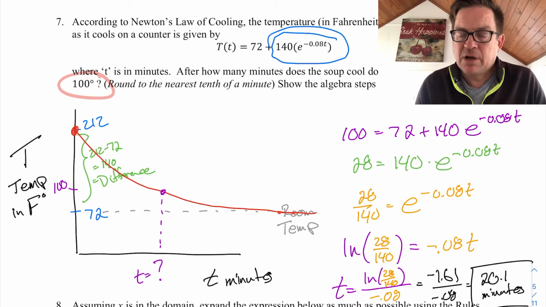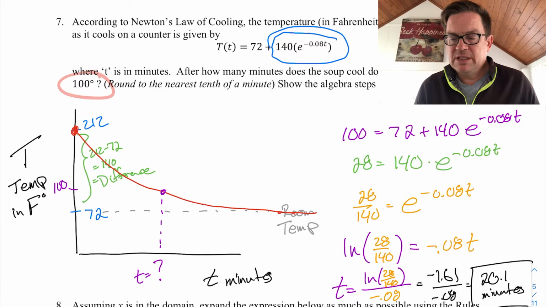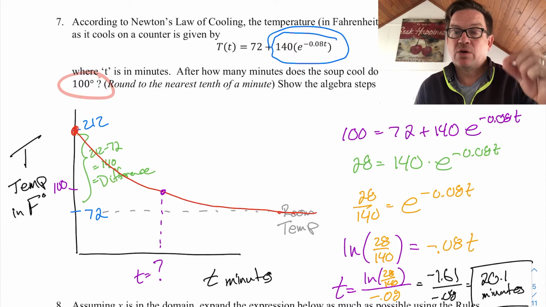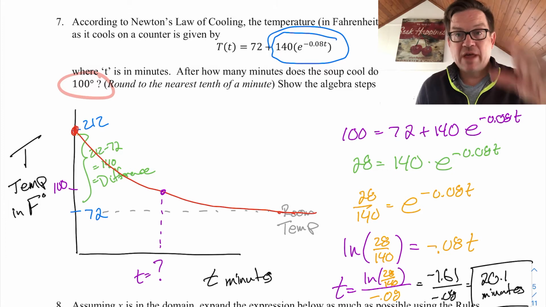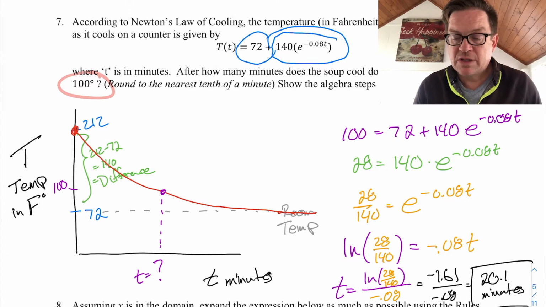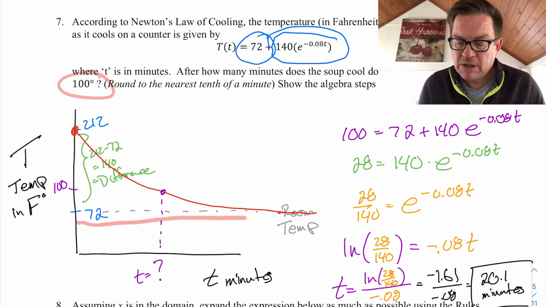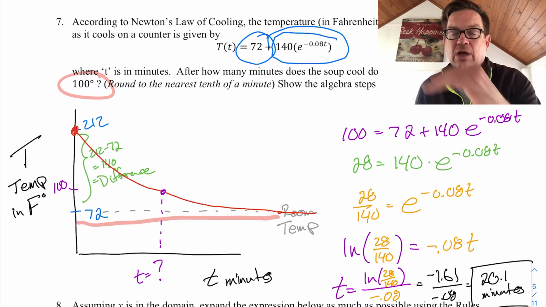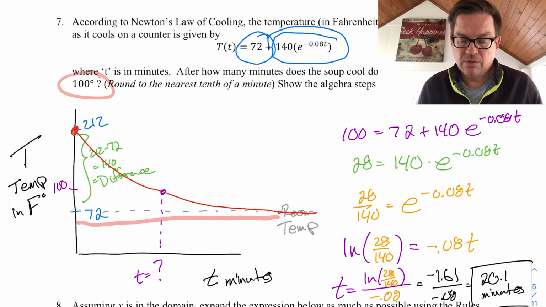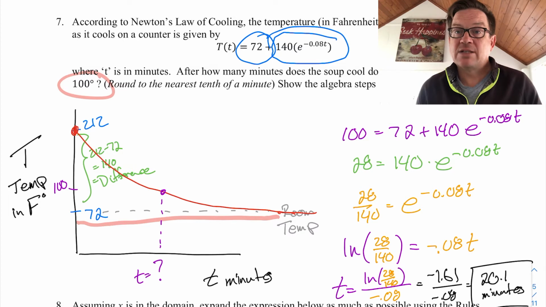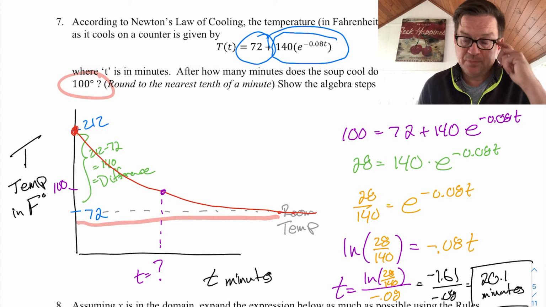the exponential part. When t gets bigger and bigger, that exponential part is going to get smaller and smaller because it's to a negative exponent. And so that part disappears, and all you're left with is the 72. So the 72 is your room temperature, what you level off at as your temperature decreases, right? And so that 72 is the horizontal asymptote for this problem, the room temperature.